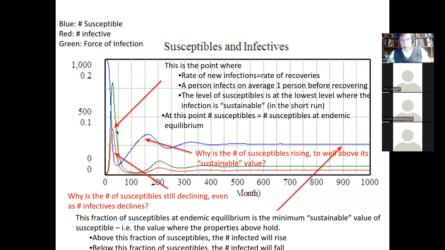Now, notice that we've reached a peak in the number of infectives here, where inflow equals outflow, where each infective infects one person before they recover. And then the number of infectives drops. Why is it dropping here? We reached this peak in the number of infectives, lots of infectives around. We are strong. We are legion. Why is it dropping after that?